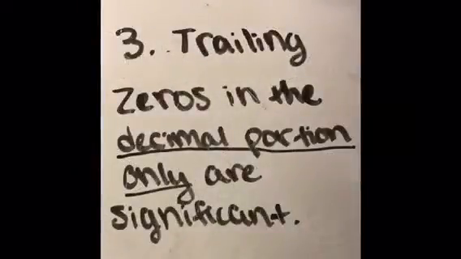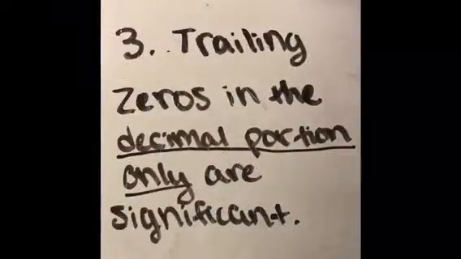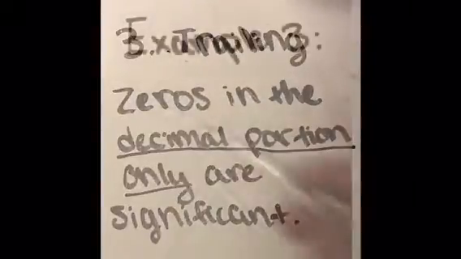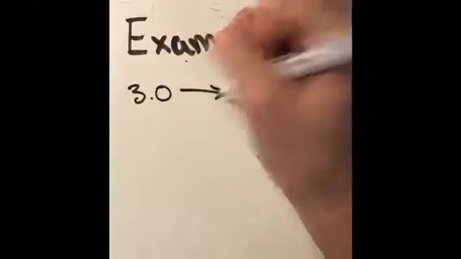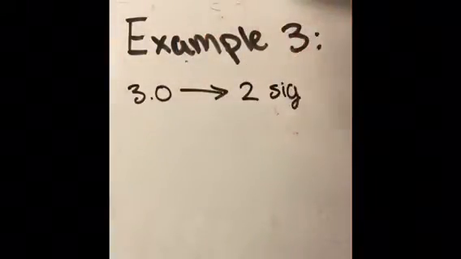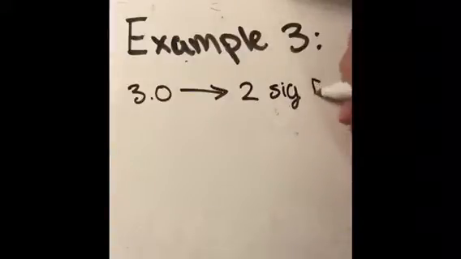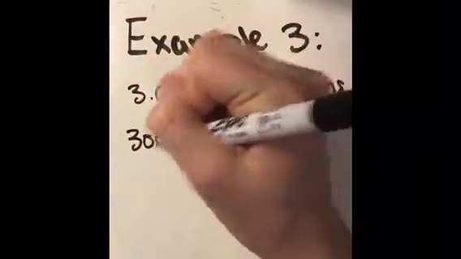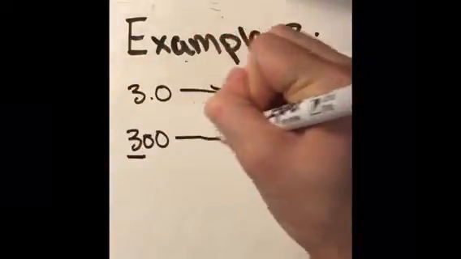Then we have rule 3, which says that trailing zeros in the decimal portion only are significant. By using rule 3, this means that the number 3.0 has two significant numbers because the trailing zero comes after the decimal. But in the number 300, there is only one SigFig because the trailing zeros come consecutively after without a decimal.